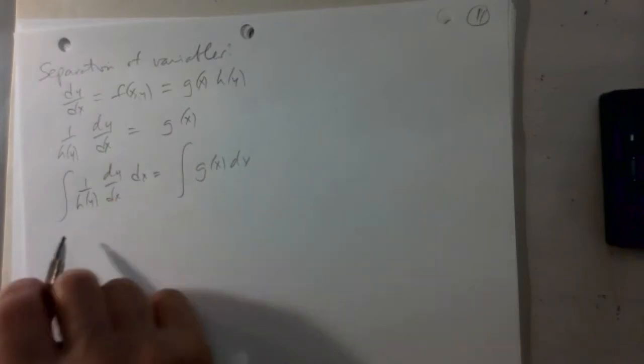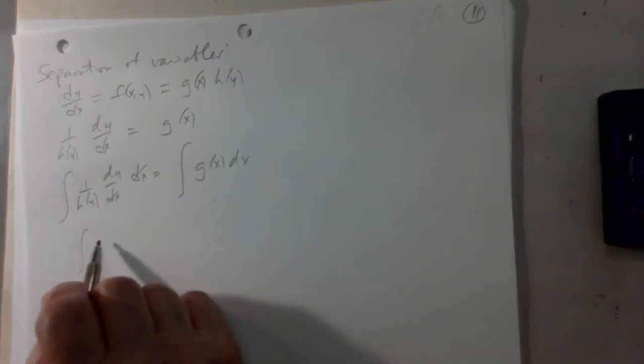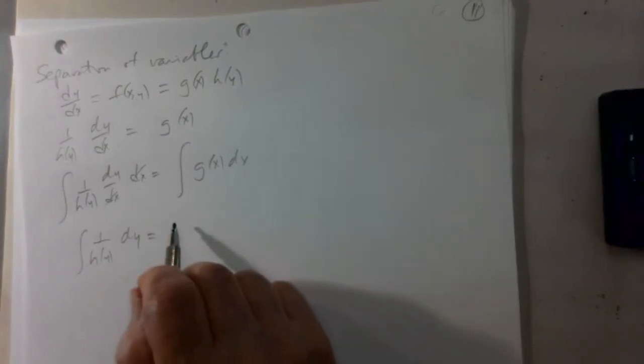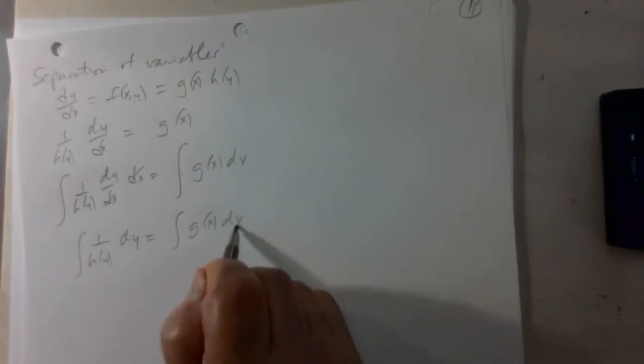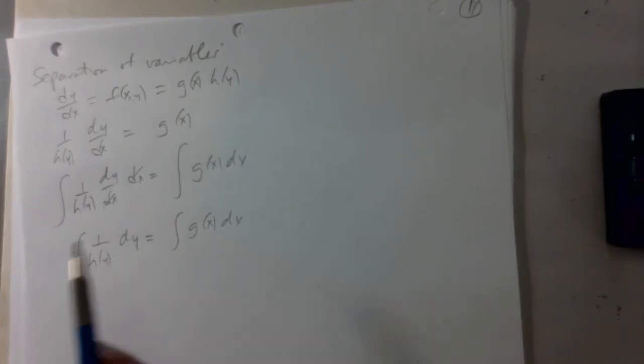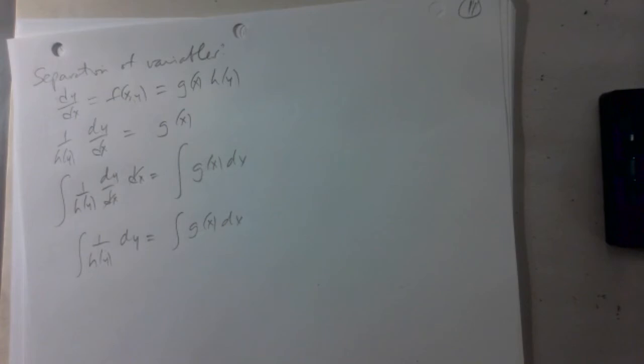And then if you integrate with respect to x, it's almost like these cancel. We get the integral of 1 over h(y) dy equals the integral of g(x) dx. And you calculate these integrals. If you can calculate these integrals, then you in fact get a solution of the equation. So let's go back and look at some examples of this.